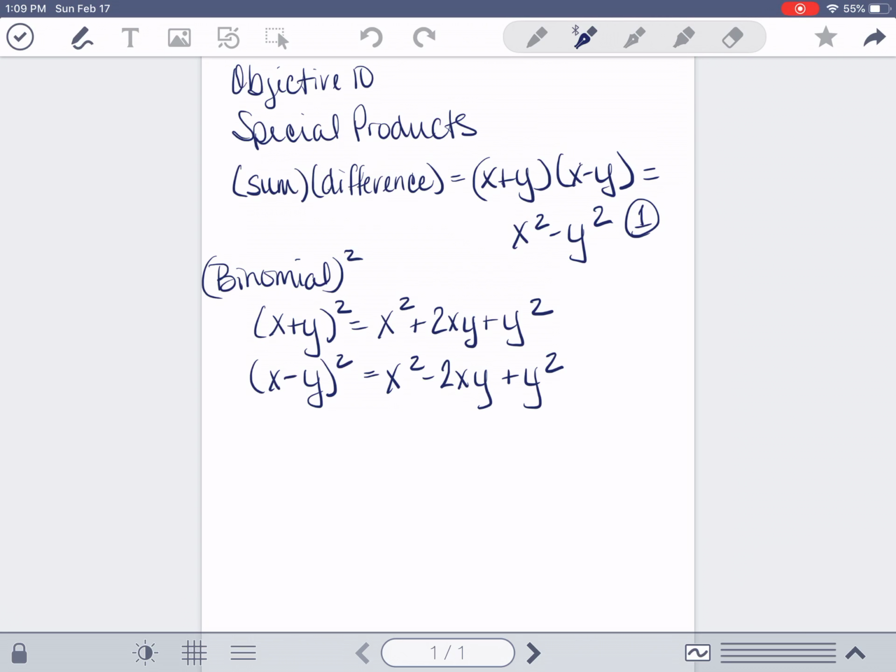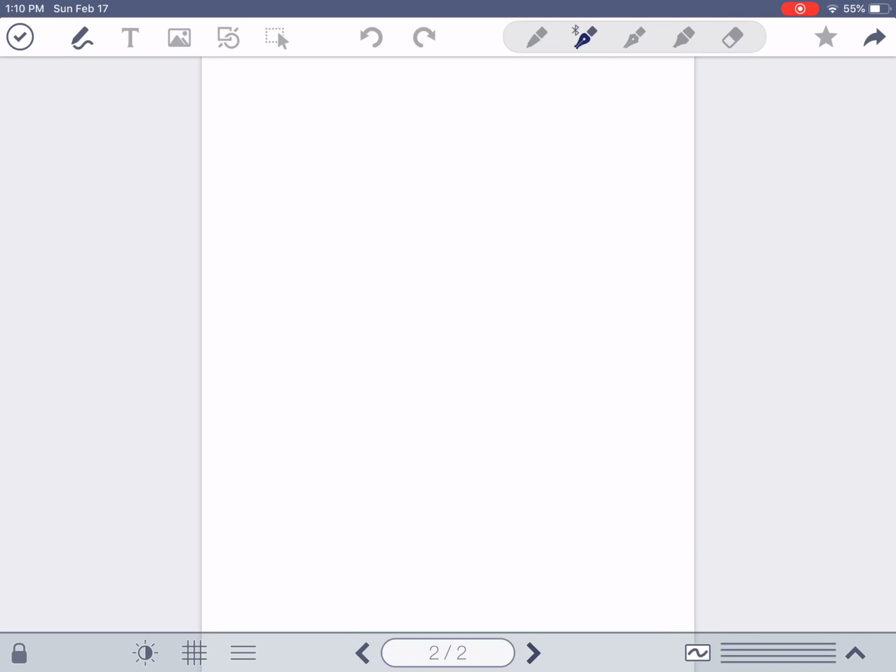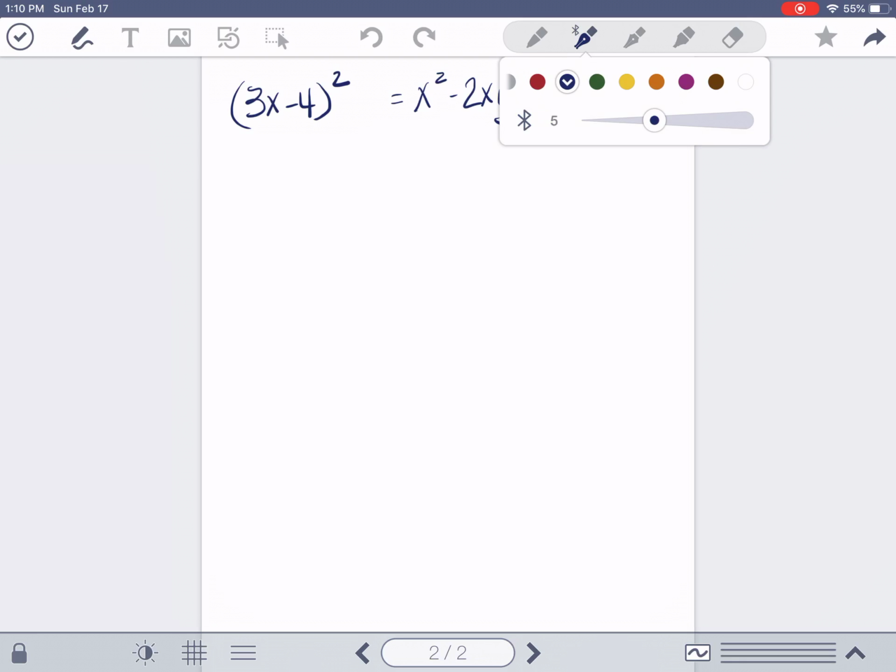So let's take, for example, that you have 3x minus 4 squared. So you have a binomial squared here, and it's a difference. So you know that that formula of x minus y squared is going to equal x squared minus 2xy plus y squared. So let's break this down a little bit here. The 3x is your x value, and the 4 is your y value. So now let's substitute it in.